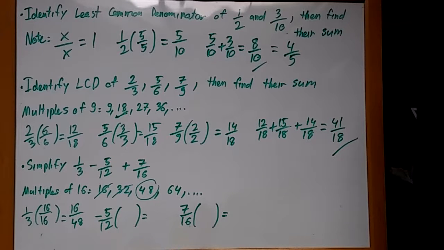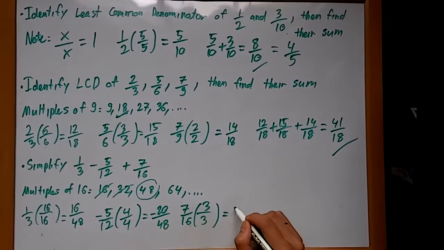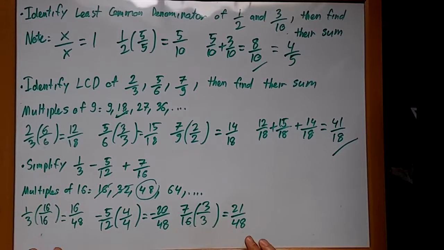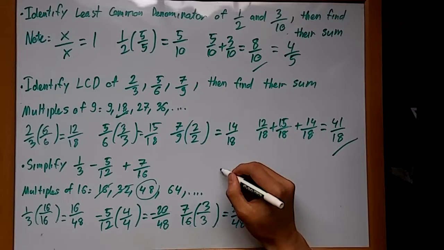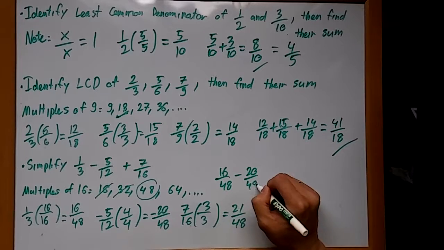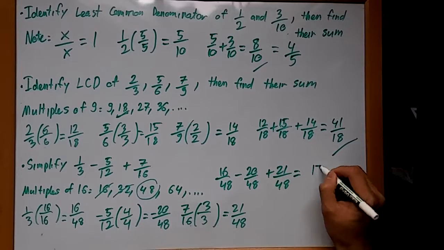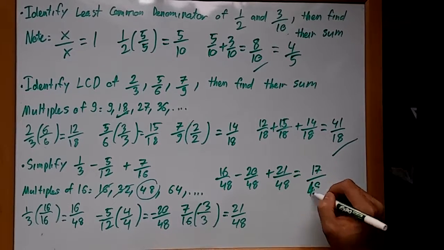12 goes into 48 4 times. So multiply by 4 over 4, you get negative 5/12 times 4 over 4 is 20 over 48. 7 over 16. 16 goes into 48 3 times. So times 3, we get 21 over 48. Now we can simplify this expression using our new fractions. So 16 over 48 minus 20 over 48 plus 21 over 48. And our answer is 17 over 48.